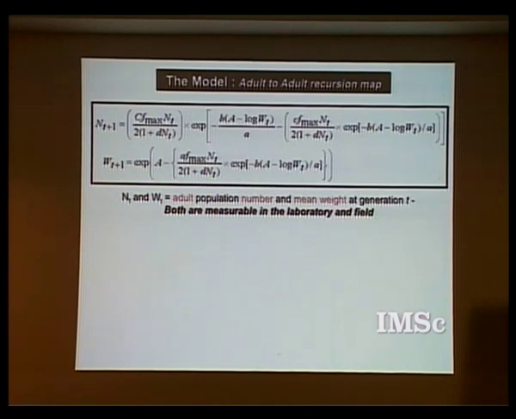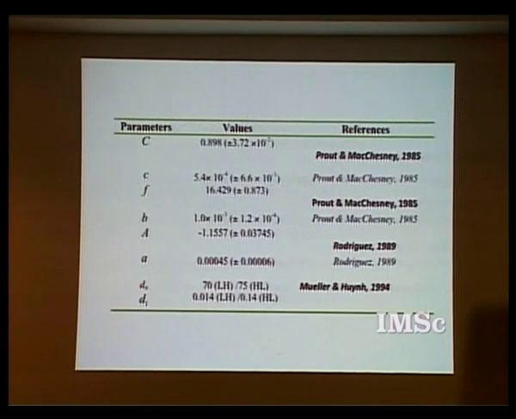But we have been able to get how nt plus 1 depends on nt and wt, and how wt plus 1 at the next time step depends on the earlier number of adults and the earlier weight. So both are measurable in the laboratory and field. And this is the kind of set of parameters that these papers give. These parameters are highly dependent on the species of Drosophila you are working with, or also on the labs.